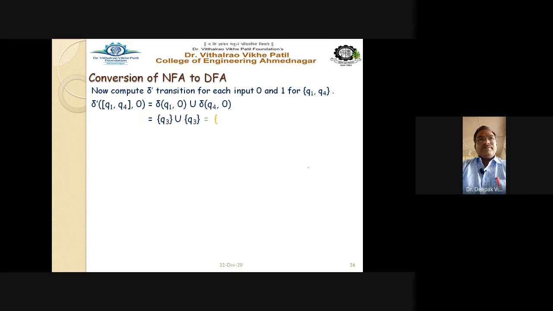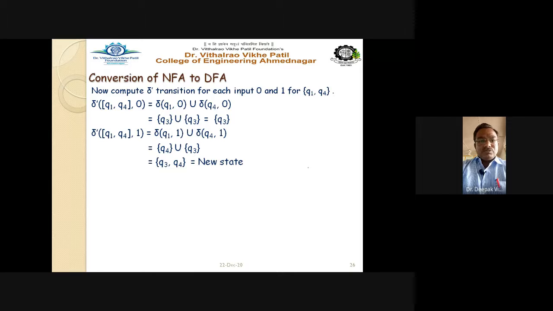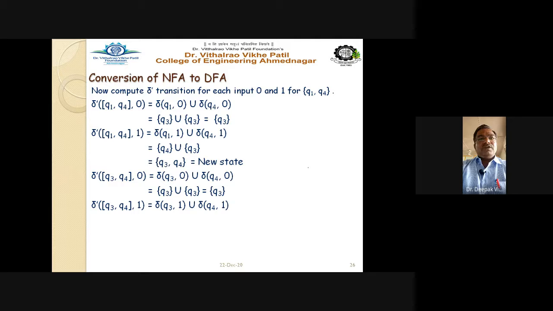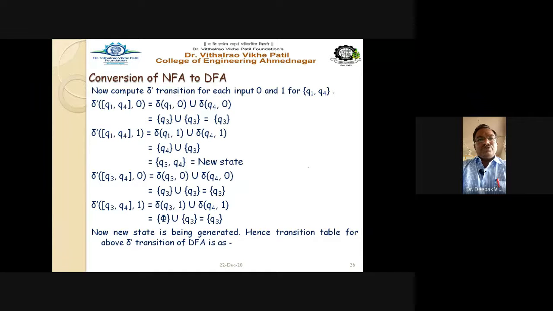So now compute the delta dash transitions for each input, 0 and 1, for the new state q1, q4. On 0 input, we are getting q3, but q3 is not a new state, it is already available. And we are getting here q3, q4, but this q3, q4 is not available. The new state is generated. So again, we have to find out the transitions for q3, q4 on 0 input and 1 input. Now q3, q4 on 0 gives q3 only, which is not a new one, and q3, q4 on input 1 gives q3 only. So no new state is being generated. So we can now stop here because no new state is being generated.